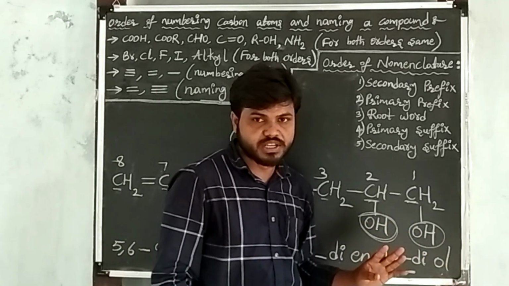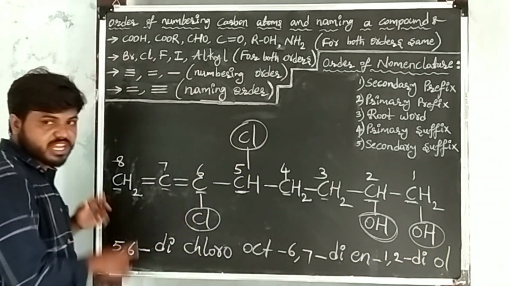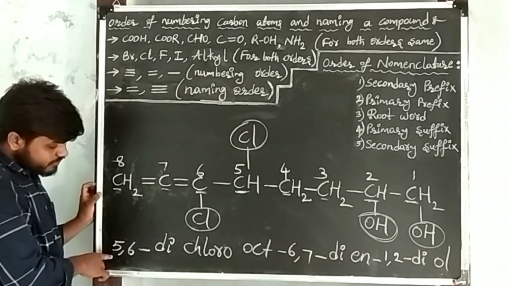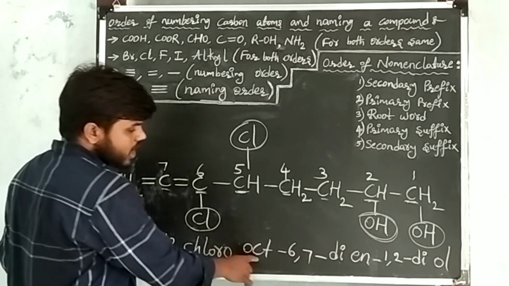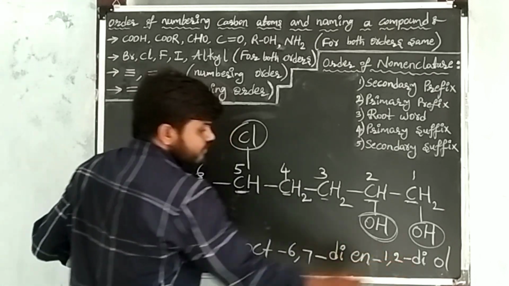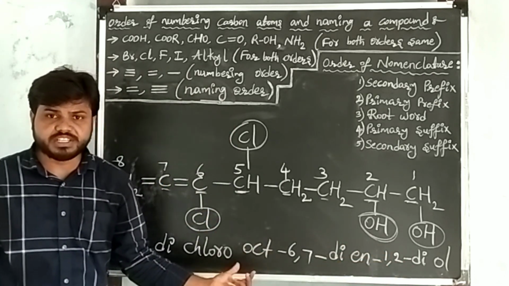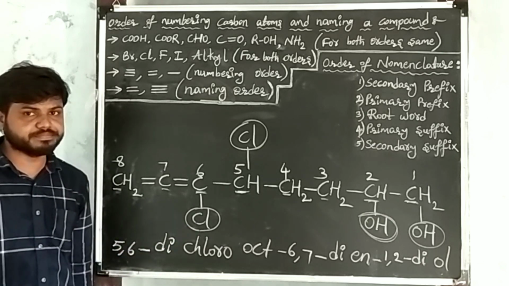I have written the suffix. Now this is our required IUPAC name of the given carbon compound, that is 5,6-dichloroocta-6,7-diene-1,2-diol. This is our required IUPAC name.